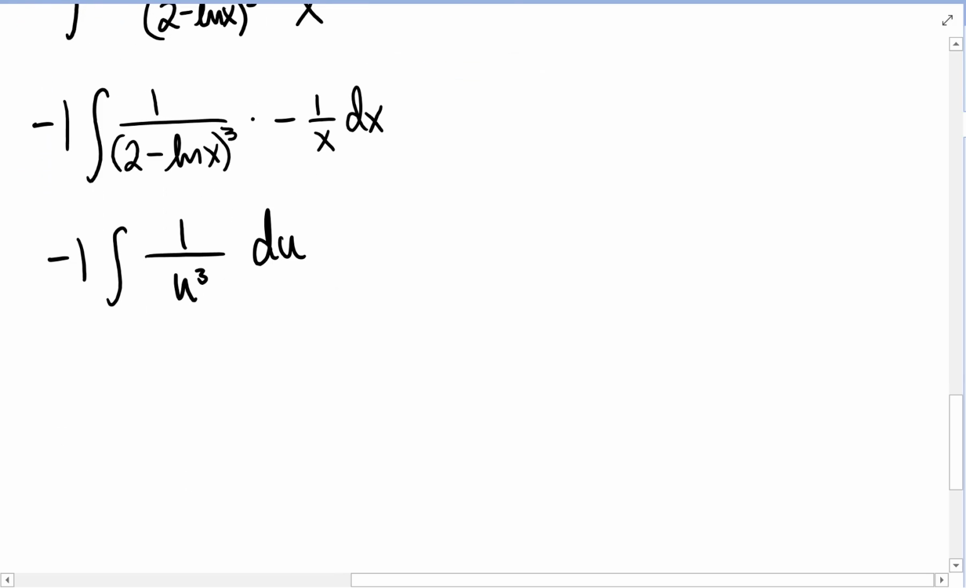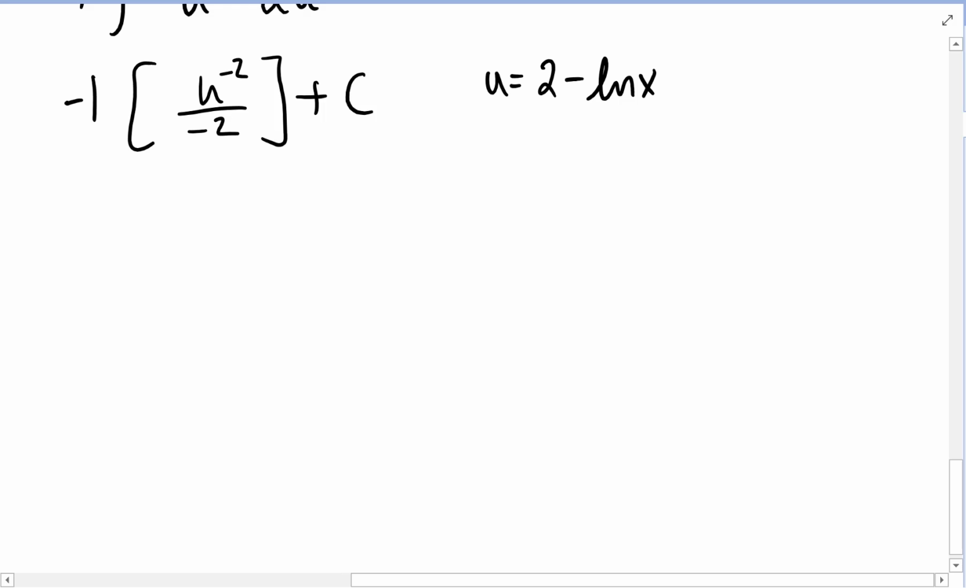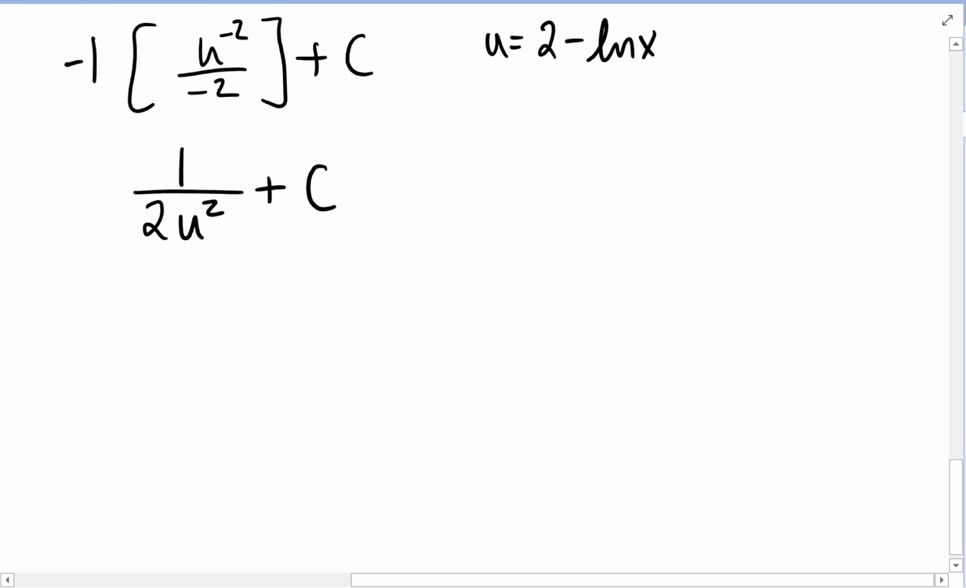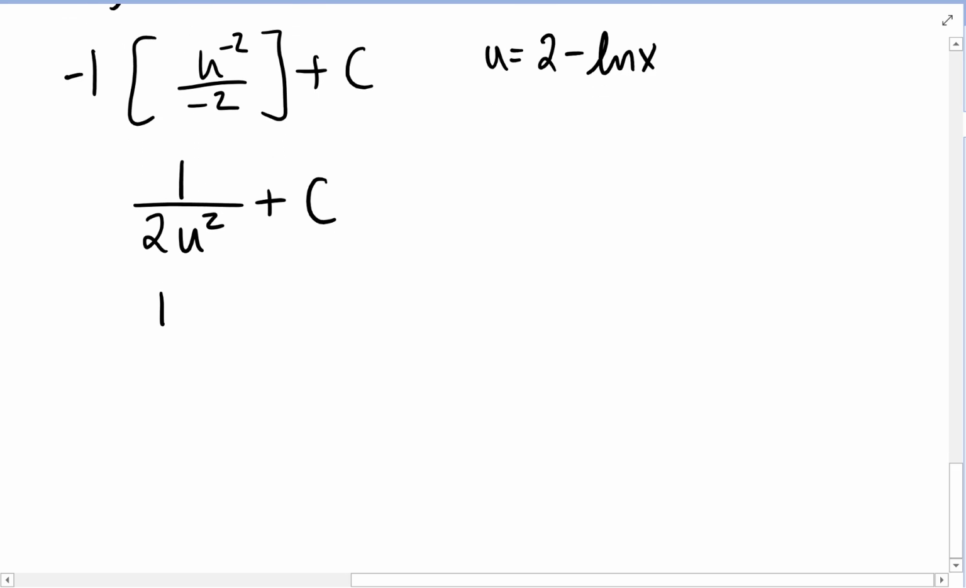And now this is a lot easier to integrate. This will be negative 1. This can be rewritten as u to the negative 3. And to integrate that, we add 1 to the power. That also is the denominator. They asked us to integrate with respect to x, and so I need to substitute the x back in, but before I do that, I'm going to simplify this piece right here. Negative over a negative is a positive, and this u to the negative 2 should be in the denominator. So now we have a positive 1 over 2 u squared plus c, and then replace the u with 2 minus natural log of x.